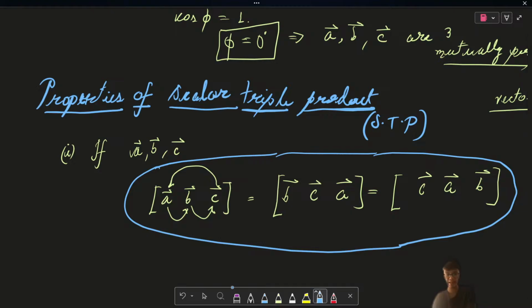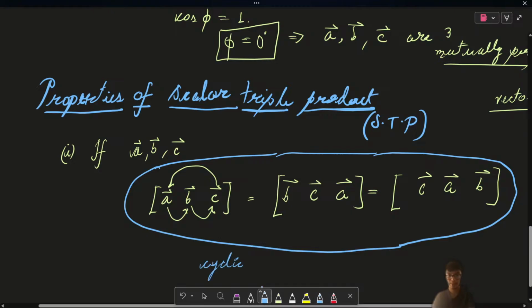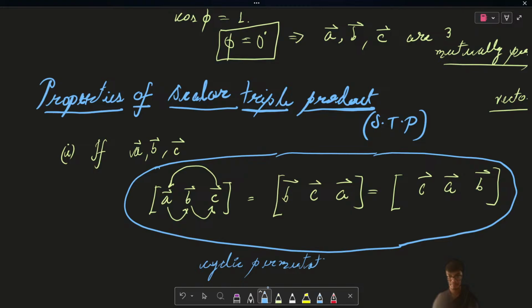This is also known as cyclic permutation, because when I'm doing cyclic permutation, that basically means an even number of changes. So cyclic permutation refers to an even number of changes.